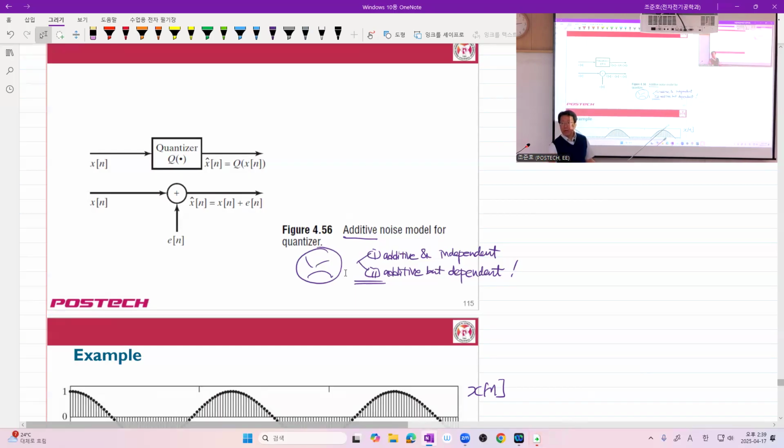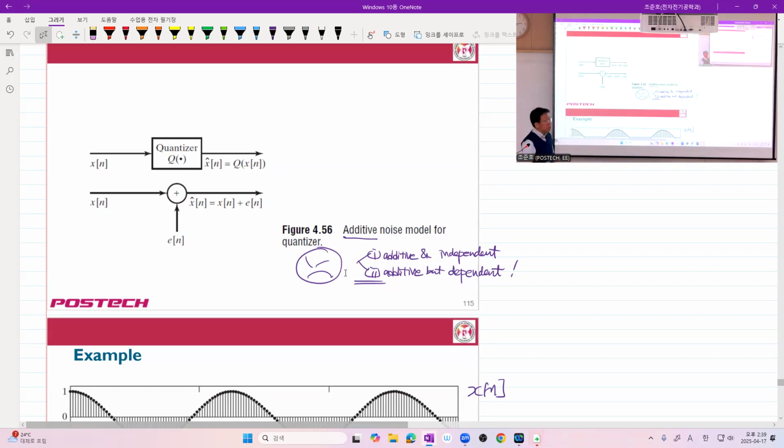We usually imply it's independent of the input, even though the additive just means additive. So be careful. Got it? Even though it says additive, actually it's additive but dependent on the input and this quantization mapping rule.